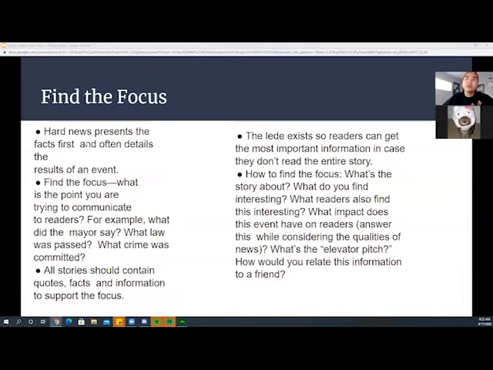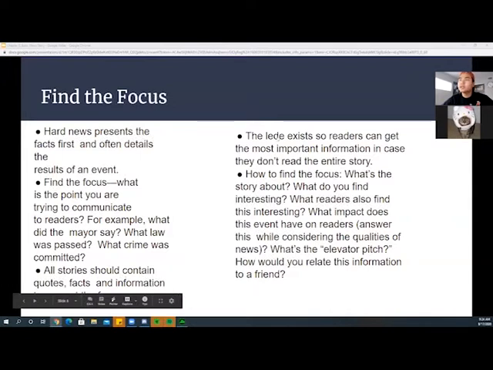Hard news presents facts first and often details the rest of the results. We talked about this. So hard news is more of a serious news. When we're doing stuff, what you've got to do is find the focus. What is the point of what you're trying to communicate? So make sure that's being communicated in your story. If your focus is struggles that students are having during this time period, make sure that your quotes and what you're saying relate to that focus. All stories should contain quotes, facts, and information to support the focus.